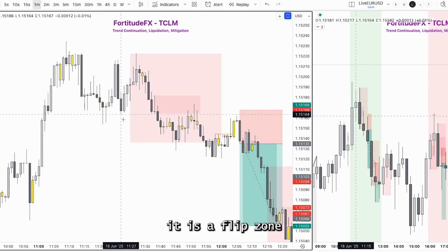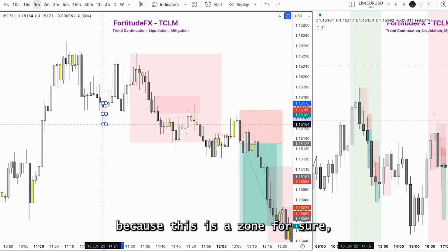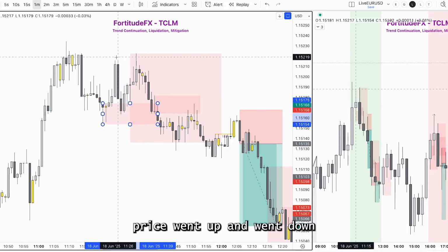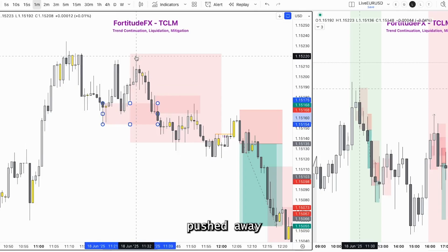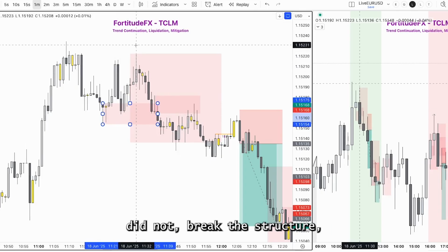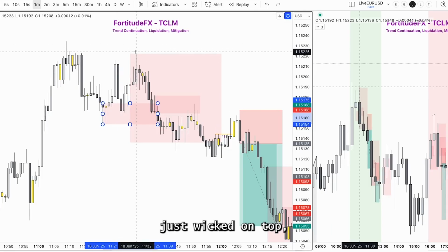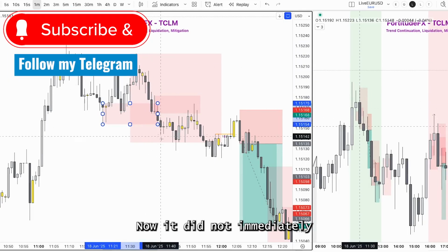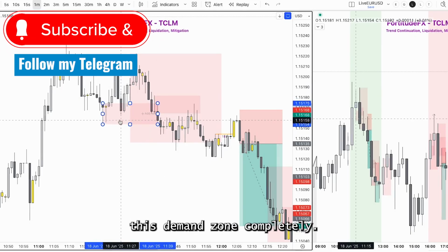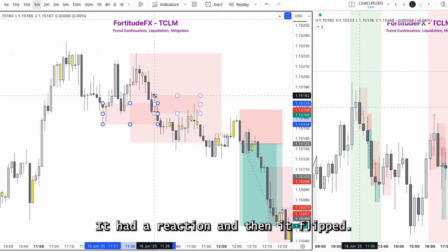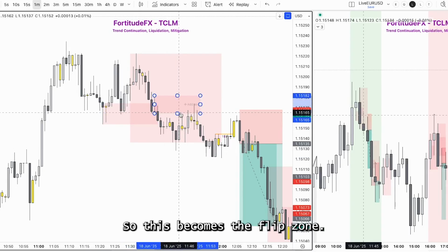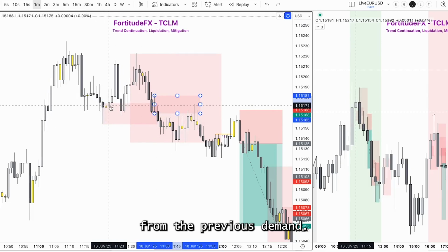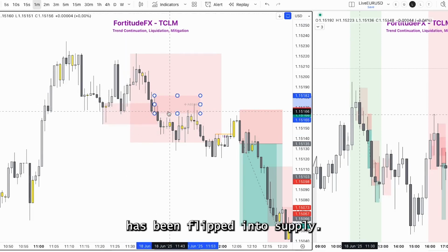And in my opinion, it is a flip zone because this is a zone for sure. And I'll come to the bottom of it also. Price went up, went down, pushed away aggressively, did not close above, did not break the structure, just wicked on top, grabbed the liquidity and fell back. Now, it did not immediately fall or break this demand zone completely. It had a reaction and then it flipped. So this becomes the flip zone, basically, because it is a reaction from the previous demand. And now that demand has been flipped into supply.